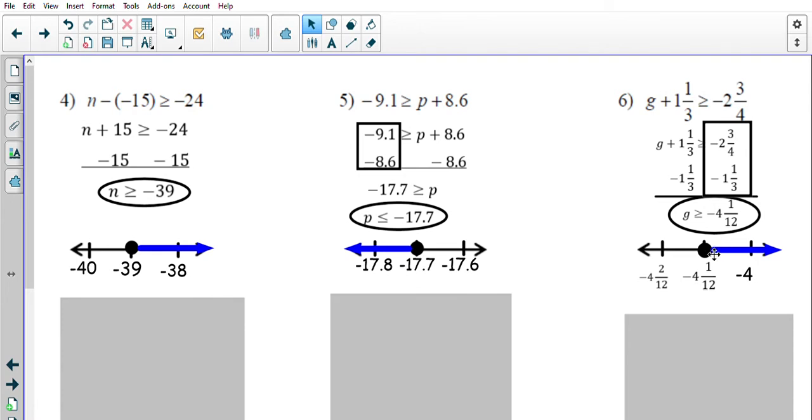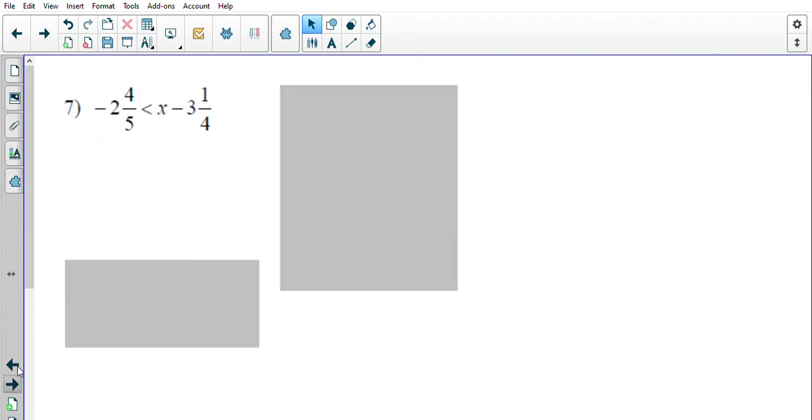This one is a closed circle because it's equal to, and it's greater than or equal to, so we shade to the right. We really want to practice this open and closed circle and which direction to shade. We'll practice more of this tomorrow and in the coming days as well. All right, last one of these, number 7, before I have some independent practice, and then we're also going to do one-step inequalities by multiplying and dividing.